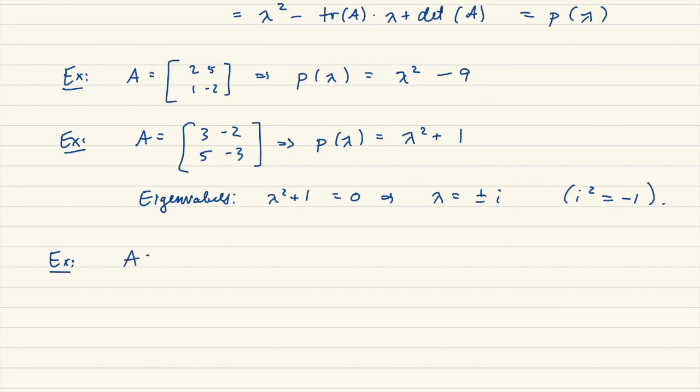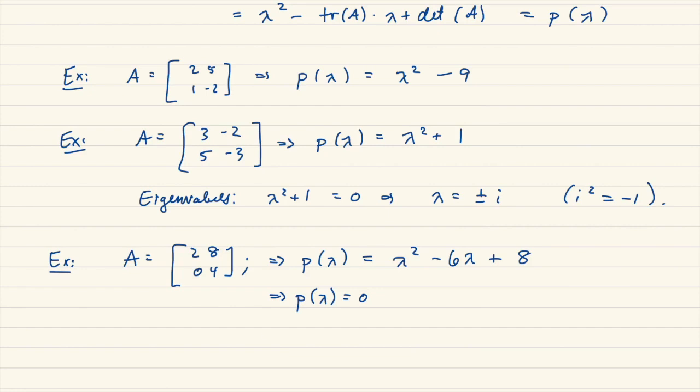What if we were to have A is 2, 8, 0, 4? Well, if that's the case, then our characteristic polynomial would be lambda squared minus 2 plus 4, which is 6, lambda plus 2 times 4, which is 8. And if we set our characteristic polynomial equal to 0 to find the eigenvalues, our eigenvalues are going to be lambda equals 2 and 4.